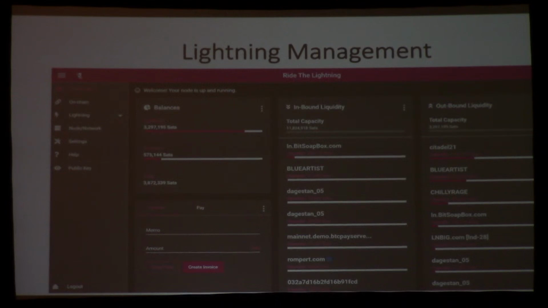You can also do Lightning management. So this is Ride the Lightning, which is included by default in BTC Pay server if you have Lightning enabled.